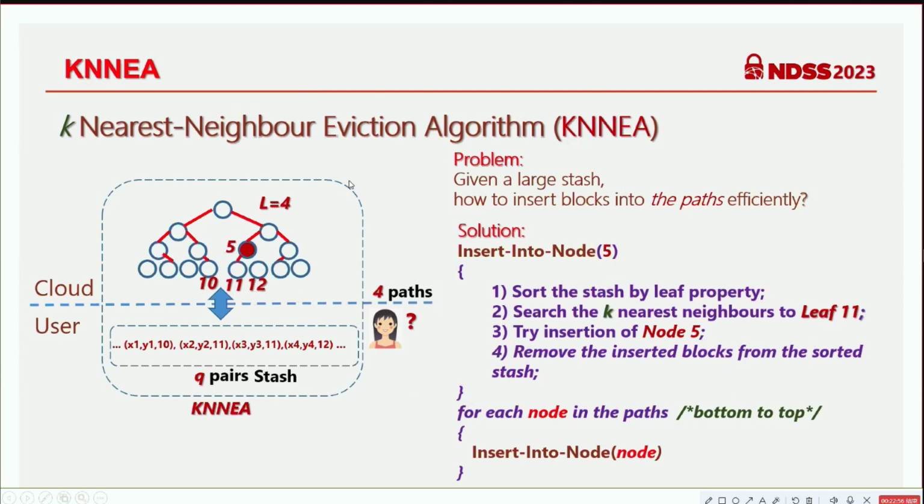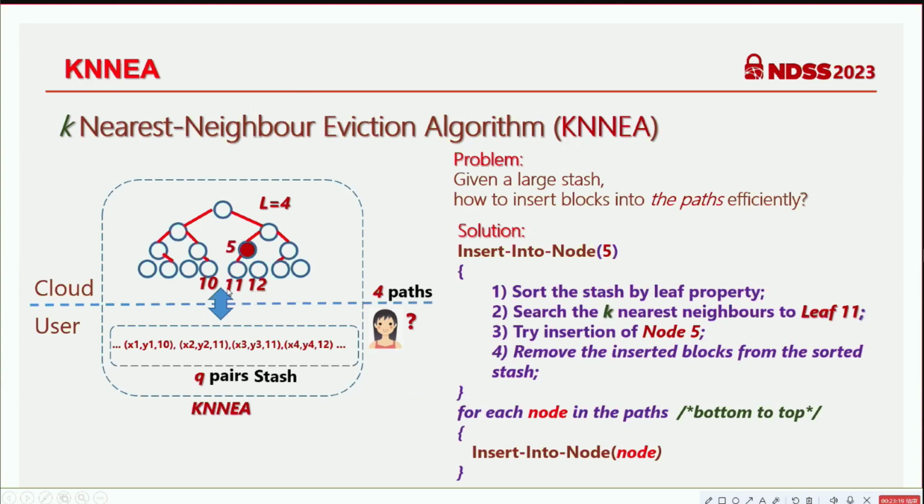To fill a tree node with some stash triplets, stash blocks, instead of scanning the whole stash, we find only the cleanest labels of the data blocks whose leaf identifiers are near to the current path.